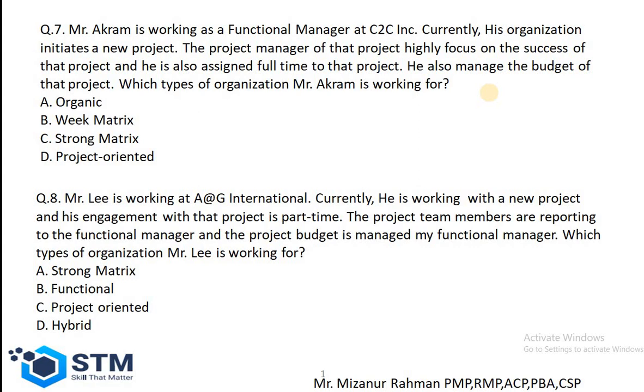So here Mr. Akram is working as a functional manager. His organization has a project manager who is highly focused on the success of the project, so that is a project oriented organization. Here Mr. Akram is a functional manager, but in his organization the project manager is highly focused and is assigned full time to the project. They are also managing the project budget. So this organization is a project oriented organization.